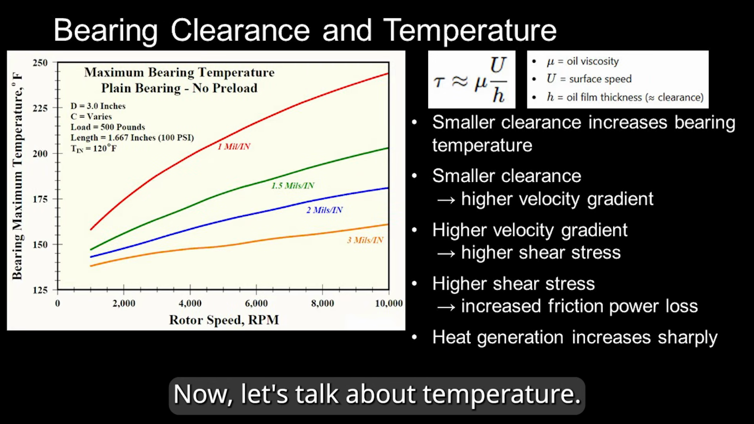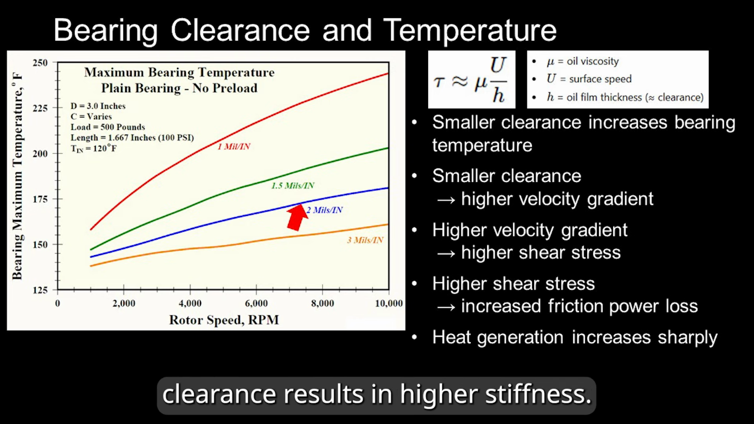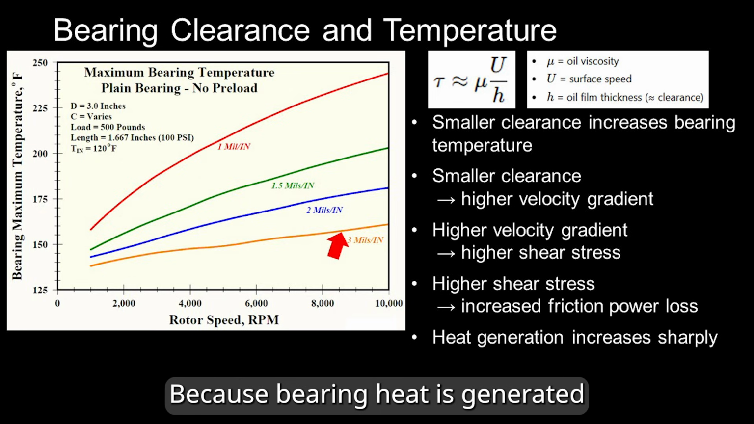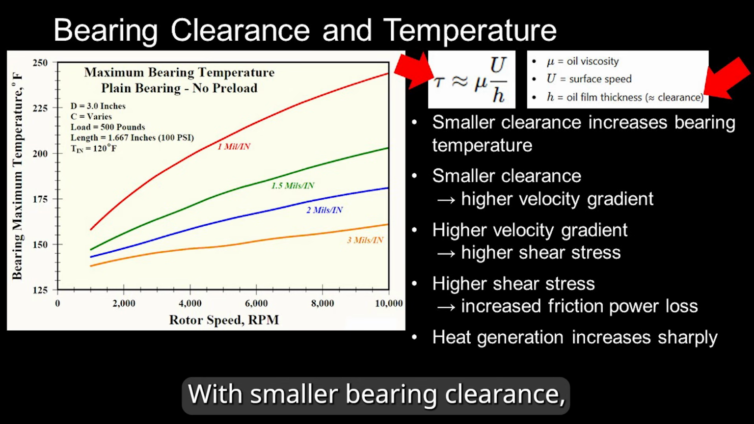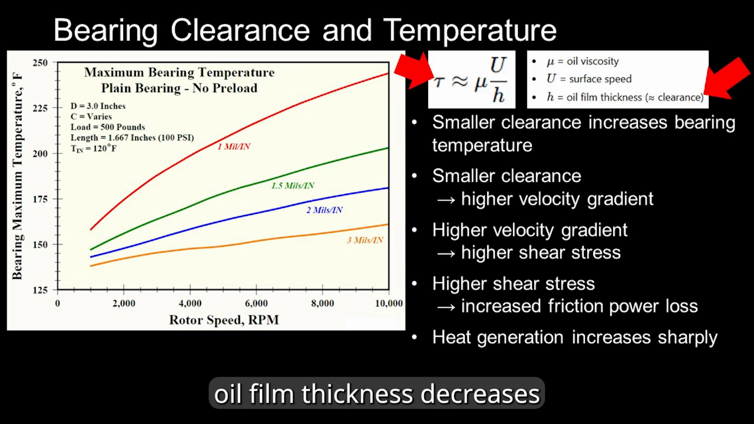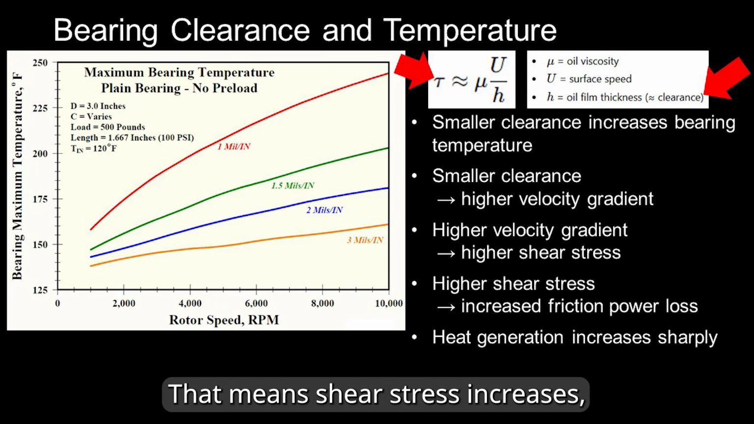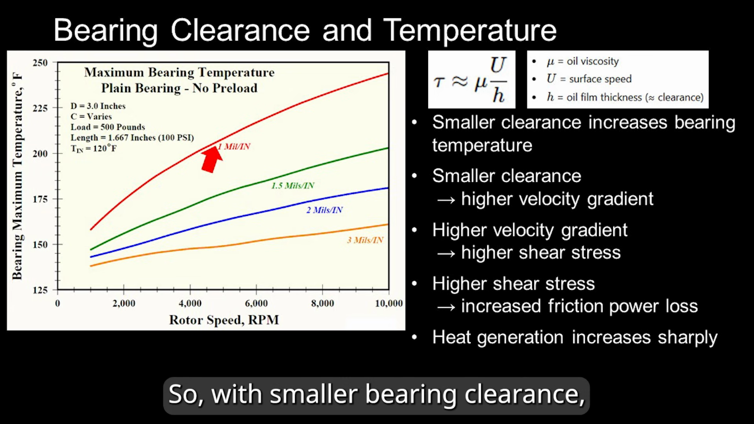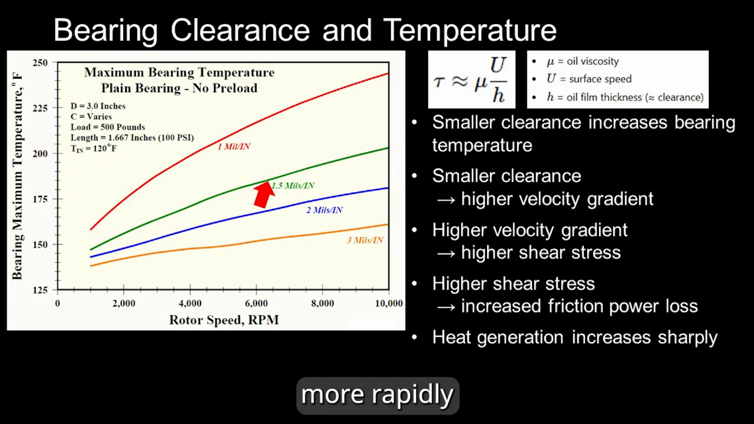Now, let's talk about temperature. As you might expect, smaller bearing clearance results in higher stiffness, but it also leads to higher bearing temperature because bearing heat is generated by shearing the oil film. With smaller bearing clearance, oil film thickness decreases, and thus velocity gradient increases. That means shear stress increases, which results in increase in frictional power loss. So with smaller bearing clearance, the bearing oil temperature rises more rapidly than in a bearing with a larger clearance.